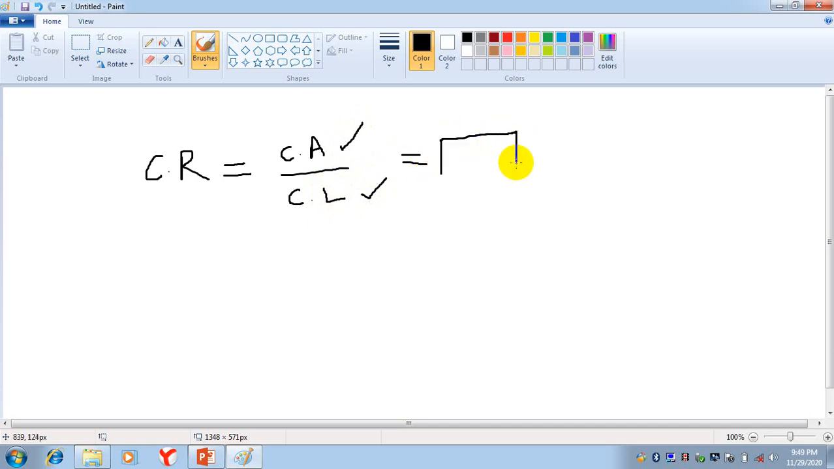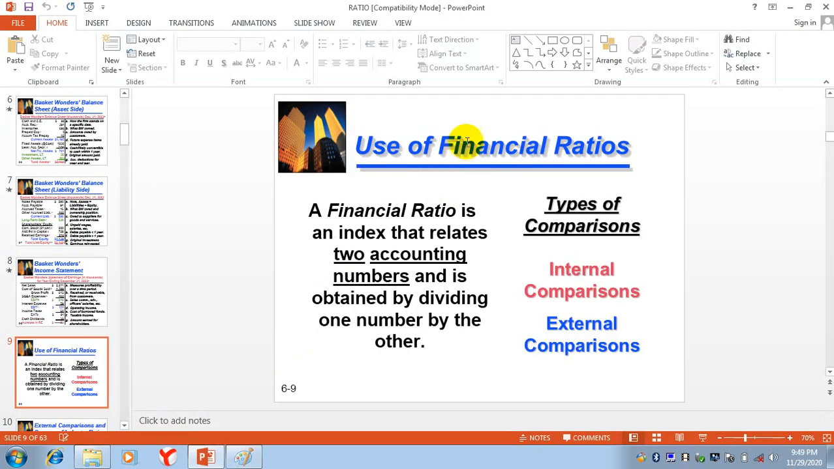Then this number will be compared with a standard. If it is above that standard, it is good. If it is below that standard, it is not good. So what is a financial ratio? A financial ratio is an index that relates to accounting numbers and is obtained by dividing one number by the other. In ratio analysis, simply we are dividing one number by the other to get some number, and that number will then be compared with some index.